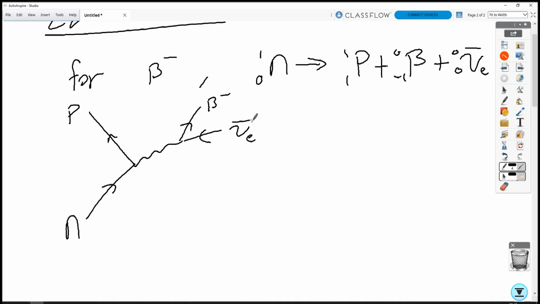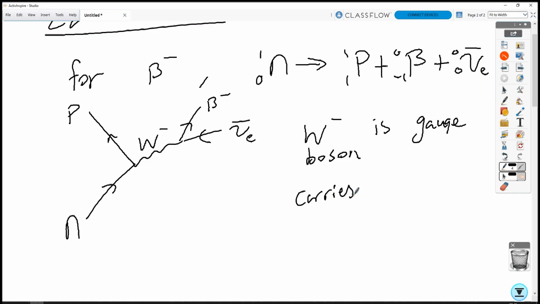Now, in this Feynman diagram that I've drawn, you can see that the boson is slanted in such a way that as time evolves, it's negative charge leaving the neutron. So it must be carried by a boson that's got negative charge, so that would be the W minus. So W minus carries the negative charge away. So W minus is the gauge boson, and it carries negative charge away from the neutron.